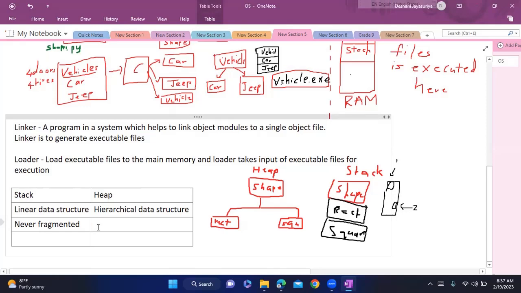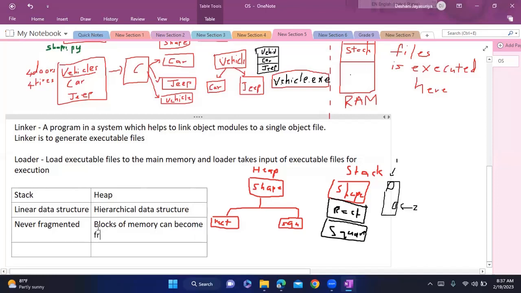So blocks of memory can be fragmented. And it's not always; if you don't have much space in RAM, you will get it divided into small blocks so that we can remove the first allocated block when we execute it from RAM.